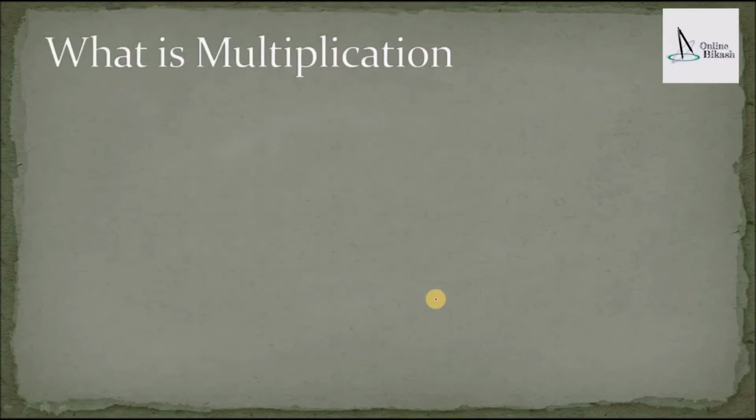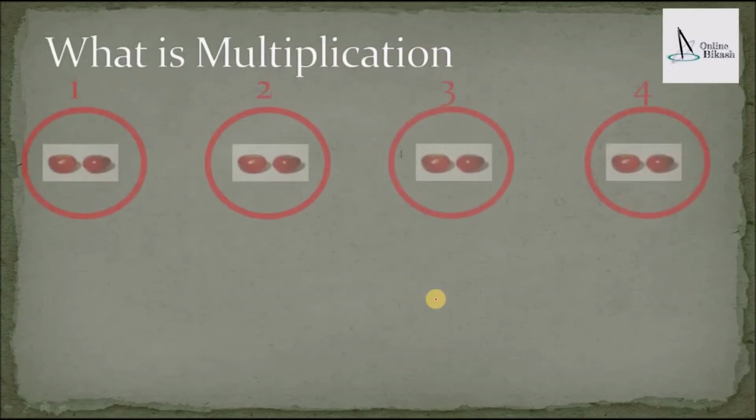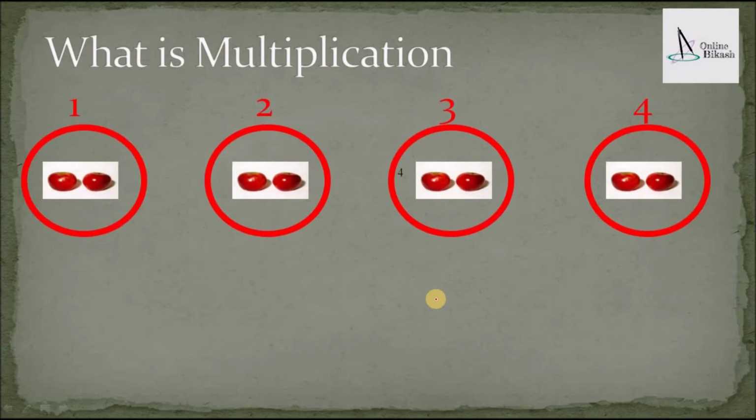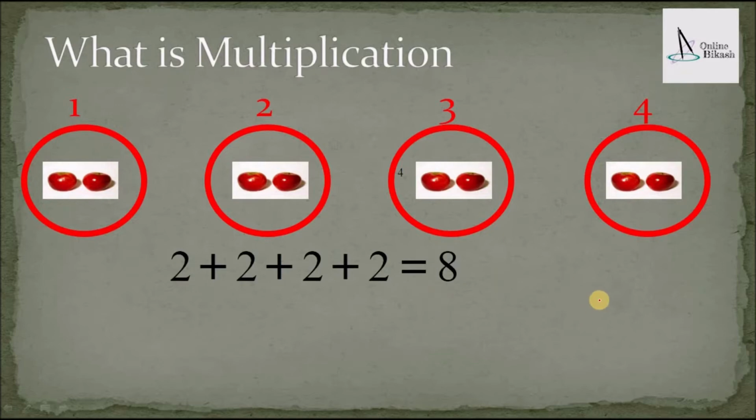So what is multiplication? Now let us see some examples. These are four circles you can see, and in those four circles, two apples are there. Now if I ask you how many apples are there, then you will say 2 plus 2 plus 2 plus 2 is equal to 8. But we can express this in terms of multiplication. How? In this way. It is called 4 times 2 is equal to 8, or some say 4 twos are 8.